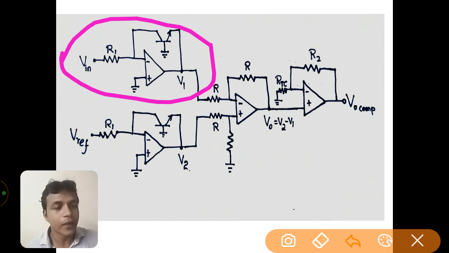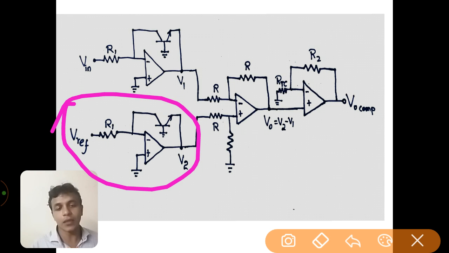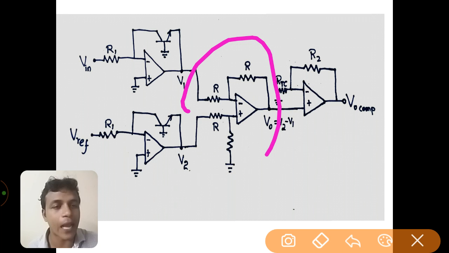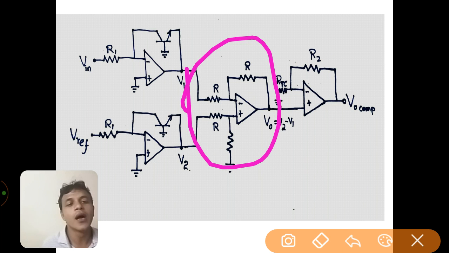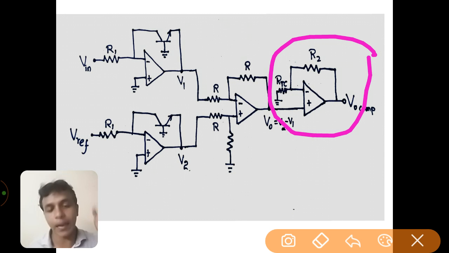In the lower portion we have another logarithmic amplifier, in which we give a reference voltage as the input signal. Then the outputs of these two logarithmic amplifiers are given to a difference amplifier circuit. This portion of the circuit performs the difference amplification operation. The output of the difference amplifier is given to a non-inverting amplifier circuit, right?